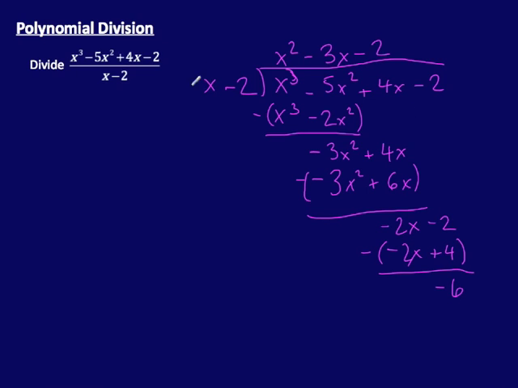Into negative 6, I can't multiply x by anything to get to negative 6. So I've got minus 6 over x minus 2. And that becomes your final answer: x squared minus 3x minus 2 minus 6 over x minus 2.